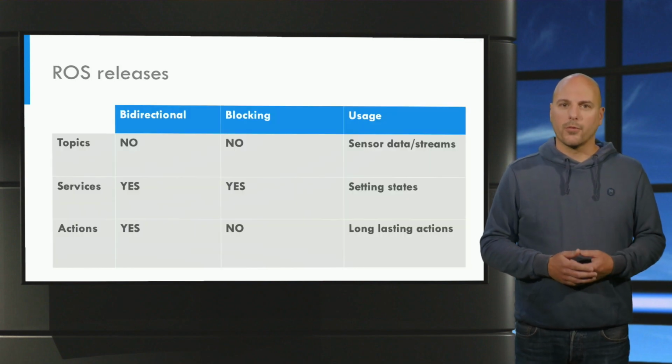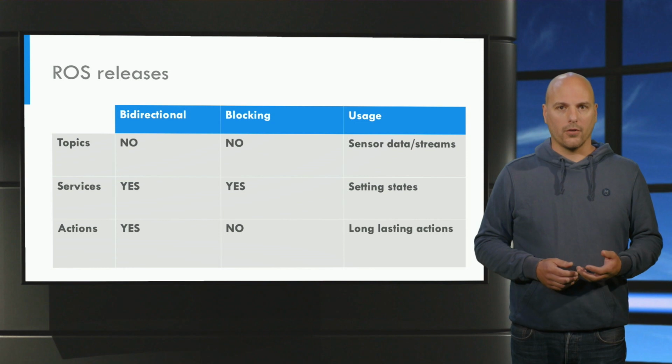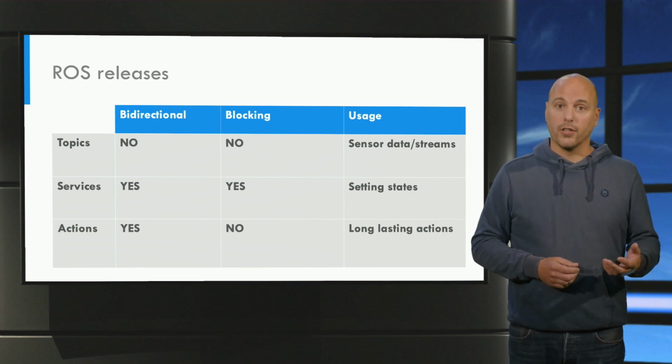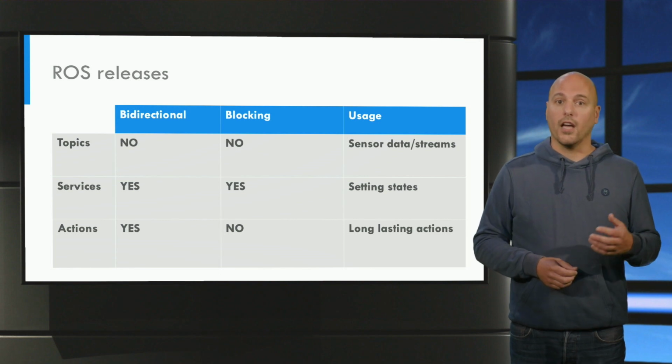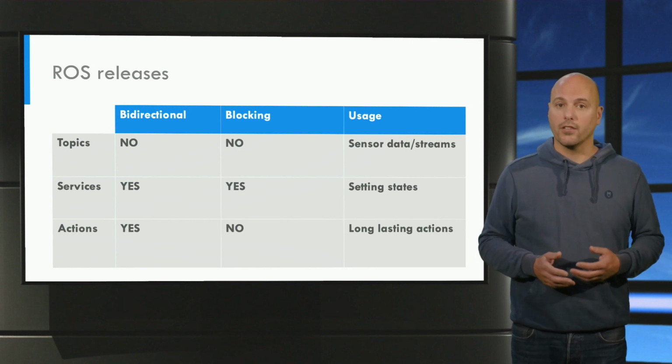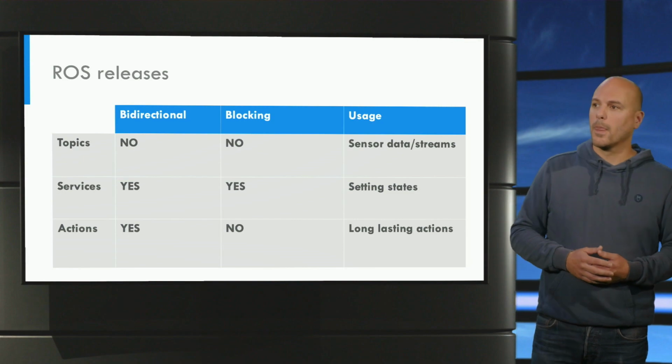So let's recap the 3 ways to communicate between ROS nodes. Topics are mostly used for data streams, actions for long-lasting actions, and services for short communication between nodes. With this, I hope you got a basic understanding of ROS and how ROS is able to both be modular and multi-threaded.